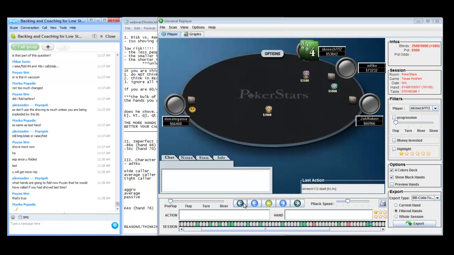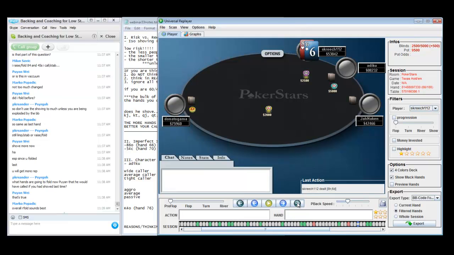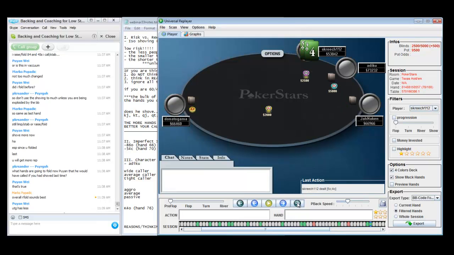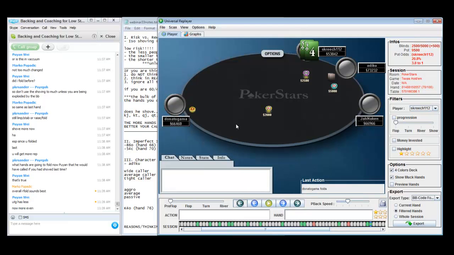This is really interesting because you literally have, to the chip, the same exact stack. 53842. 53842. Under the gun, different stack sizes around. The big blind has a slightly different stack. So here's my next question. What is the big blind's calling range here?